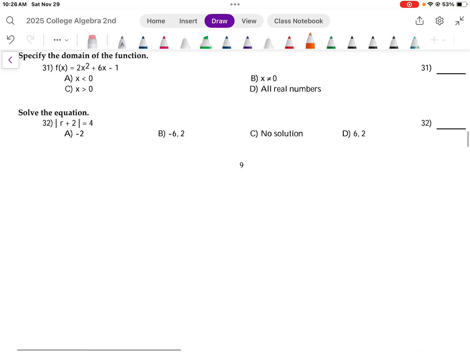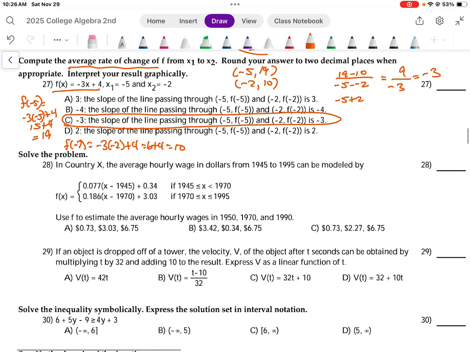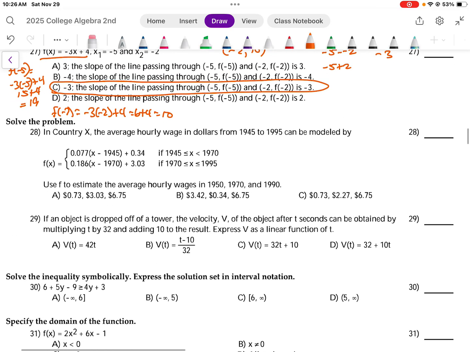All right, let's finish up this page. Let's finish up the 32. That'd be a good way to stop on the video. In country X, the average hourly wage in dollars from 1945 to 1995 is modeled by the following piecewise function. They asked us to estimate the average wages for the different years, 1950, 1970, and 1990.